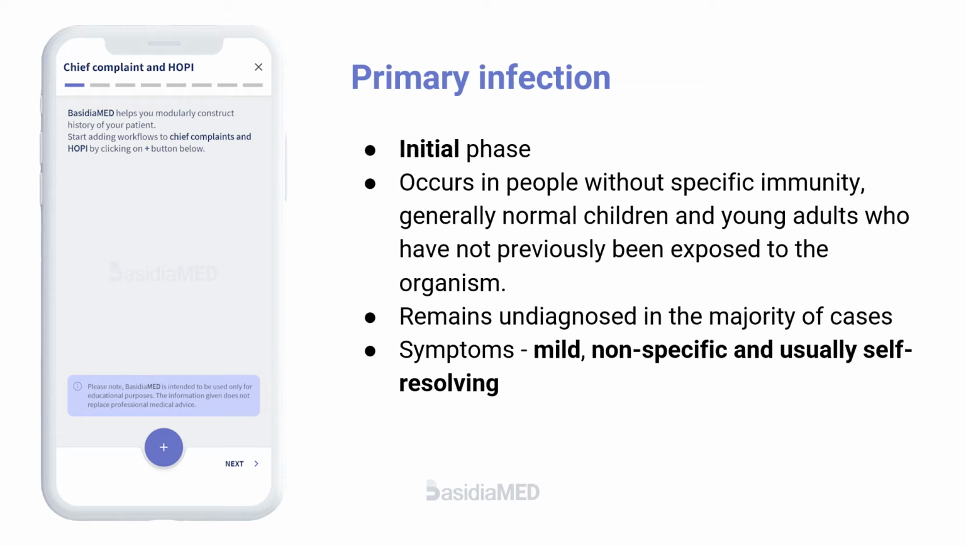Primary infection is the initial phase, occurs in people without specific immunity, generally normal children and young adults, who have not previously been exposed to the organism. Primary infection remains undiagnosed in the majority of cases, as symptoms are mild, nonspecific, and usually self-resolving.